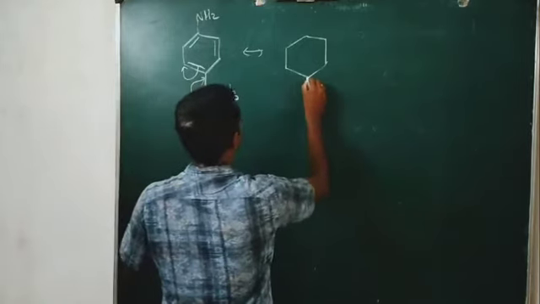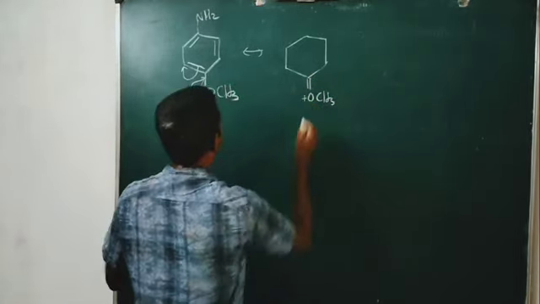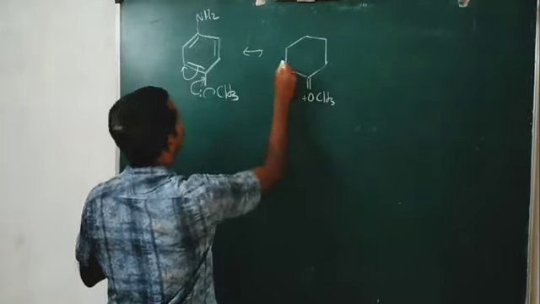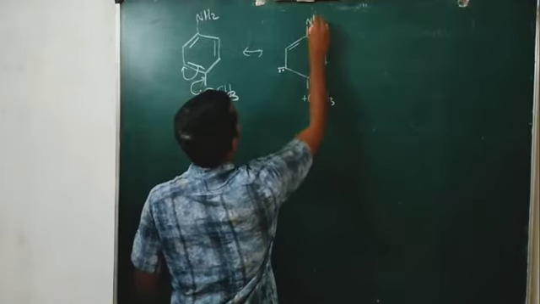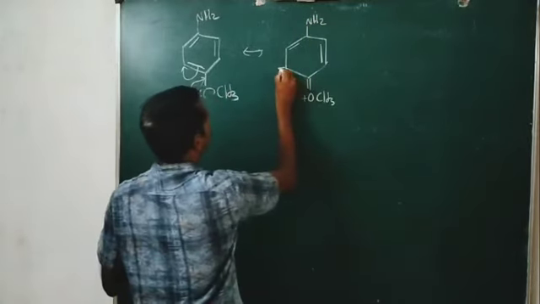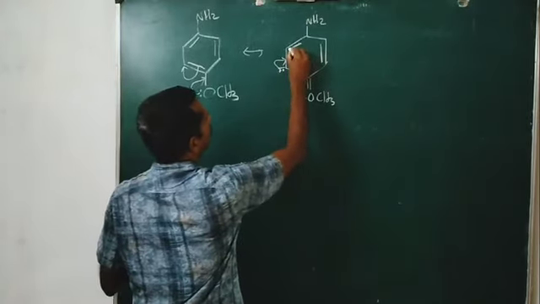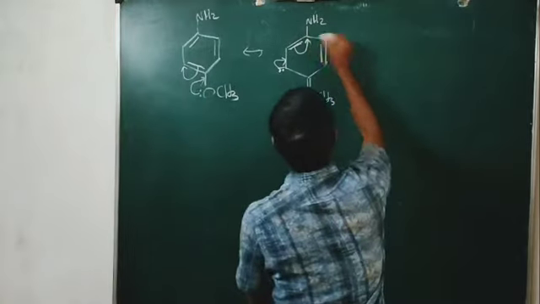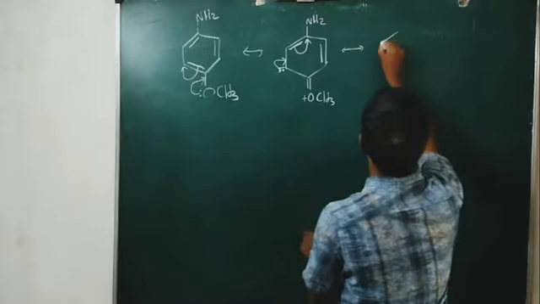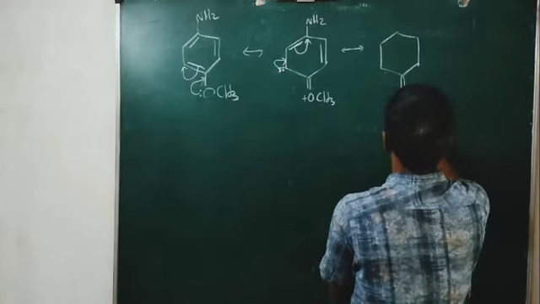Here it is a double bond to OCH3. Here it is plus, and here it is a negative charge. Here it is like this, and here it is NH2. And this pair of electrons is coming here. Then this pair of electrons is moving to this carbon. Then you get a structure like this. Look at it here, here it is a double bond to OCH3.